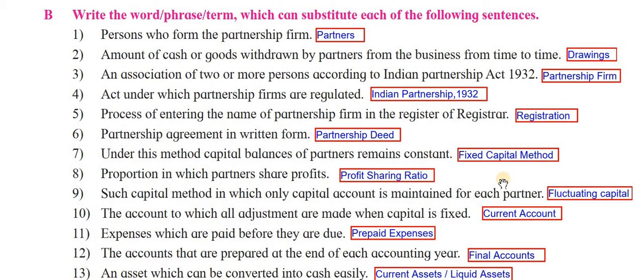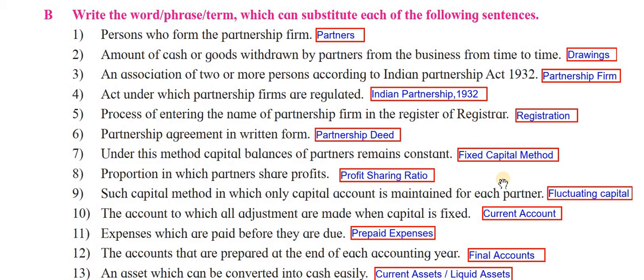Let's start with the first one students. Person who forms the partnership firm. Definitely students, उनको हम क्या कहते हैं? Partners. Okay, they form the partnership firm. ना तो कौन form करता है? Definitely partners. Second, amount of cash or goods withdrawn by partners from the business from time to time. We have been learning the terms of accounts from last year as well, और हम aware हैं कि जो cash और goods withdrawn करते हैं, partners withdraw जब करते हैं from business बार बार from time to time, that is called as drawings.